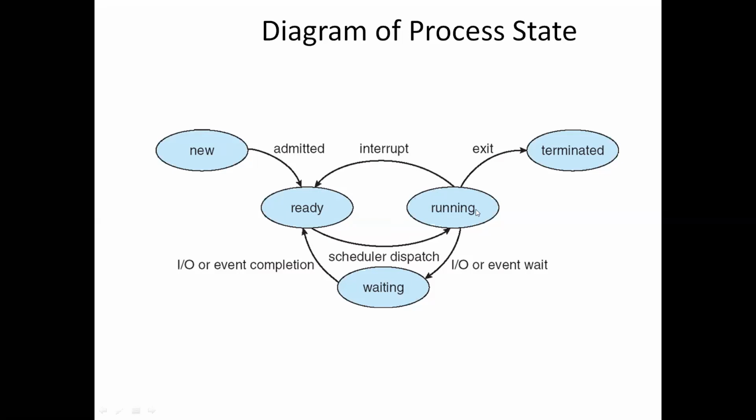The ready state is the place where the process is waiting to be assigned to the processor. The running state is where the instructions are being executed, that is, where the process is executing. This place is called the running state.